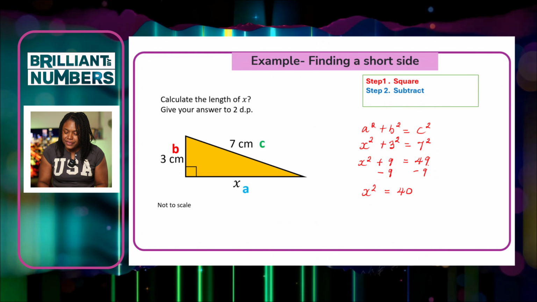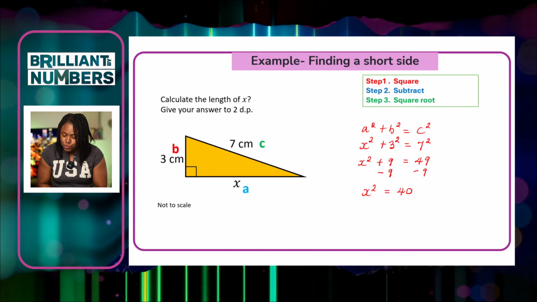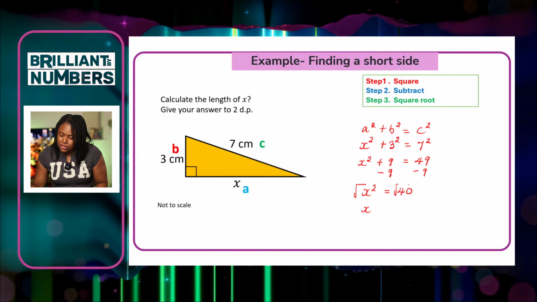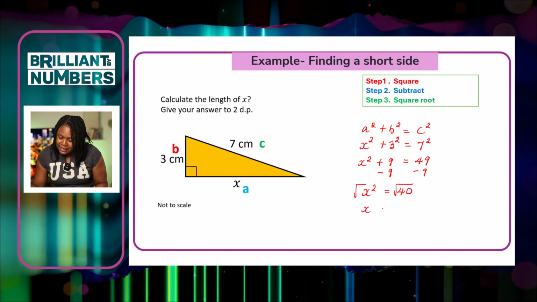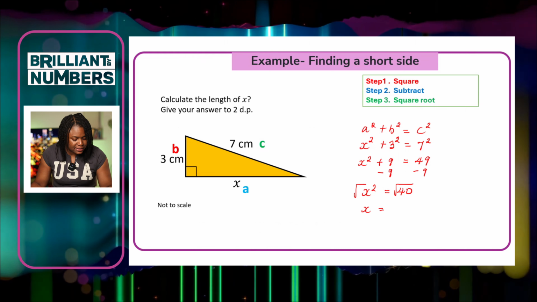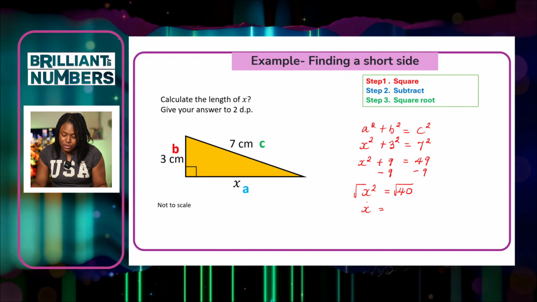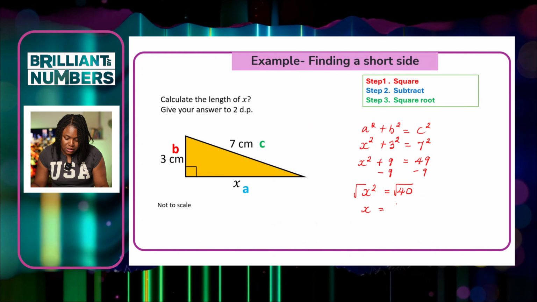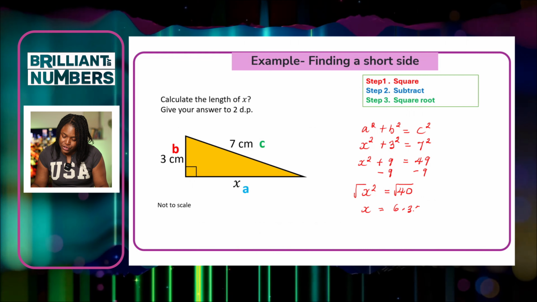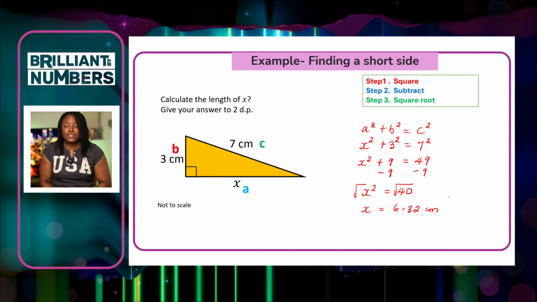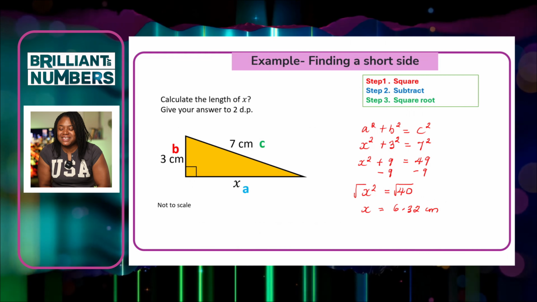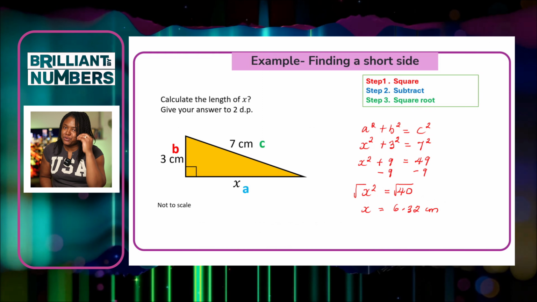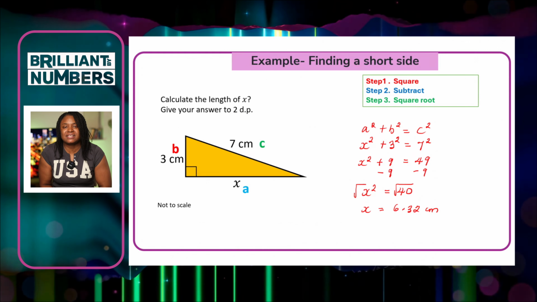Beautiful. So third step is to do the square root. So the square root of x squared is x. Now we need to do the square root of 40 and leave our answer to 2 decimal places. So time for my calculator. Just going to put square root of 40, and that gives me 6.32 centimeters, correct to 2 decimal places. Absolutely brilliant. So the rhythm is square, subtract, square root when we're finding the shorter side.